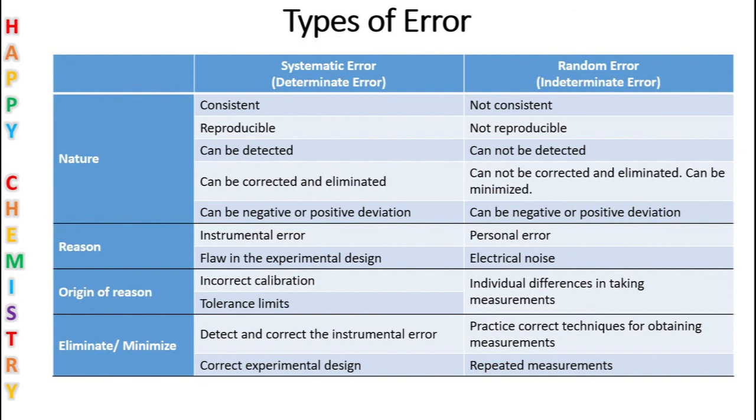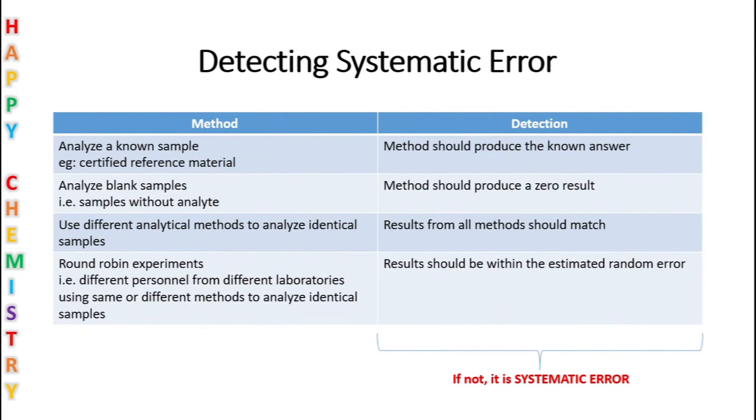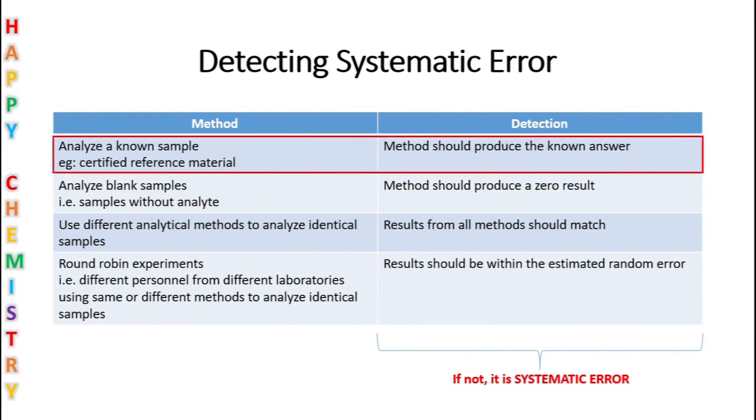As I mentioned earlier, systematic error can be detected. Now we will discuss the ways the systematic error can be detected. There are 4 methods. First, analyze a known sample such as a certified reference material. The method should produce the known answer. If it is not producing the expected known answer, then there is a systematic error.